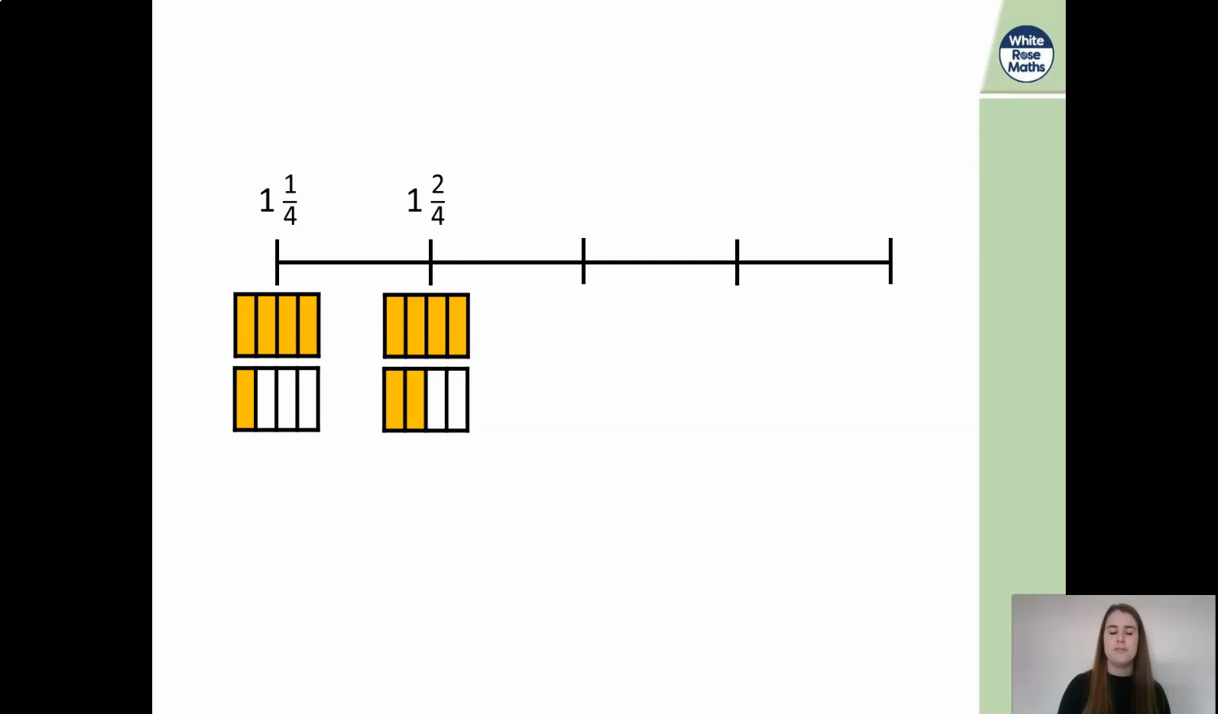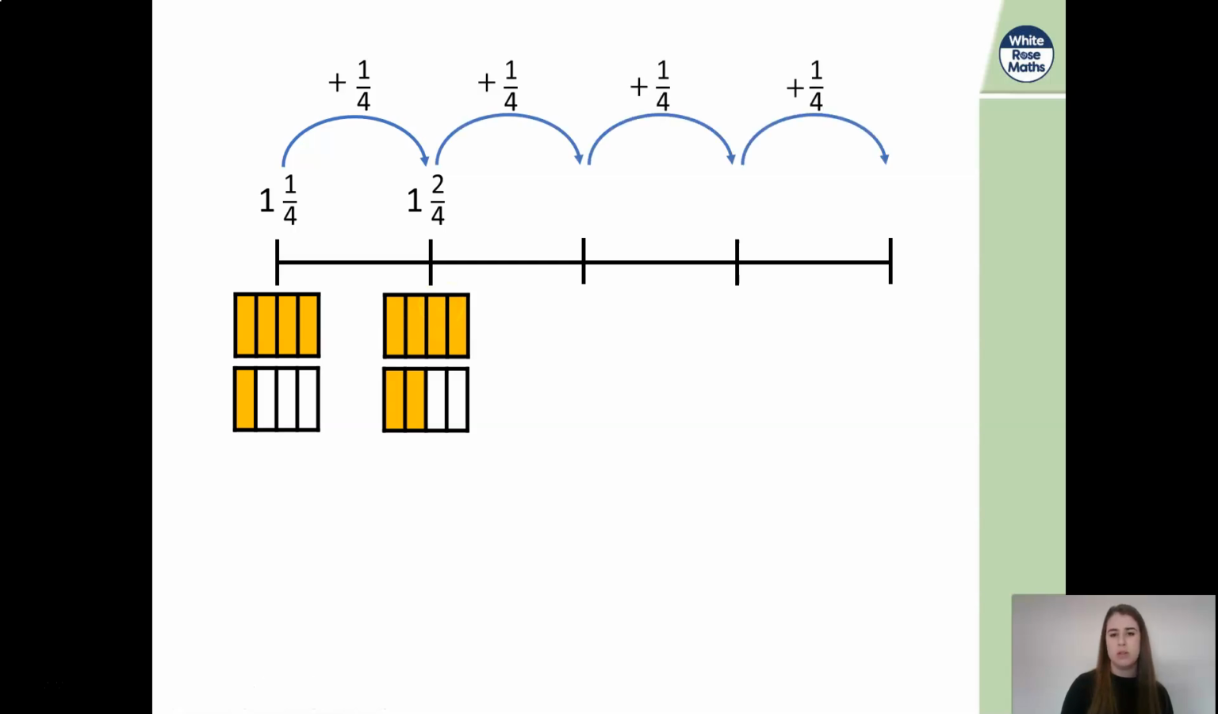So we're looking at the fractions here of quarters. We have 1 whole, which is 4 quarters, and we have an additional quarter left over, so that is a mixed number. Our next mixed number, if we're adding quarters, is going to be 1 whole, but now we're going to have 2 quarters. Here we're adding a quarter each time, because our whole number doesn't change, but our fraction is going up by 1 quarter. So if we add another quarter and another quarter and another quarter, what do you think the numbers might be?